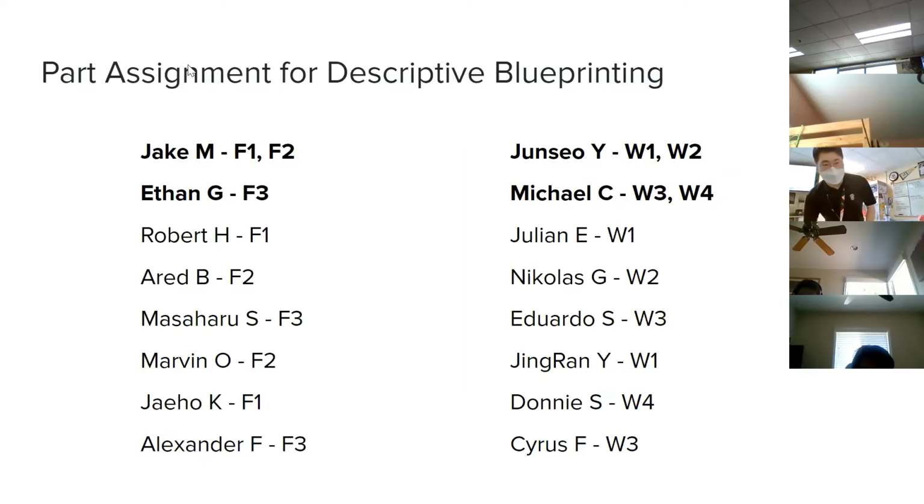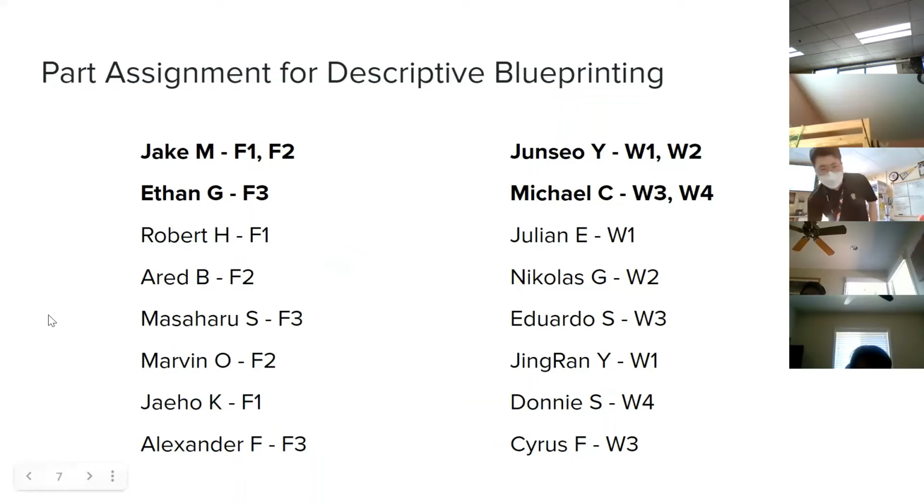So just going over parts assignment, it's going to be the same as modeling. Jake and Ethan are going to take specificity of the fingers, and Junso and Michael are going to take specificity of the wrist. Please, group leaders, if you're watching over here or if you're just watching the recording, please make sure to organize all these students. And for members who are not attending this meeting or didn't watch the recording, please make sure to guide them through what descriptive blueprinting is. But as I said, in a nutshell, there's a picture and you just describe it.